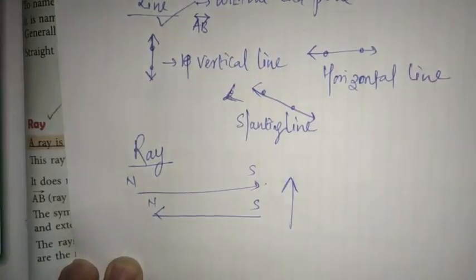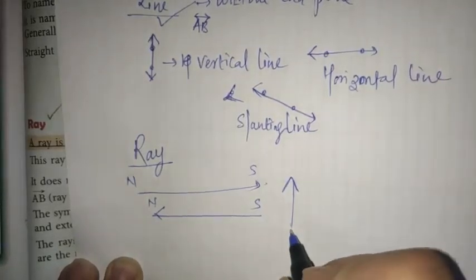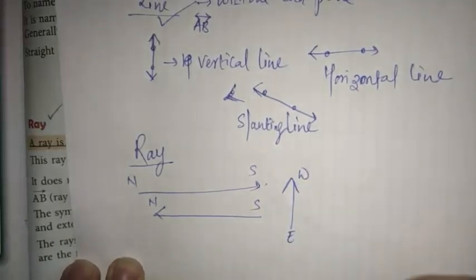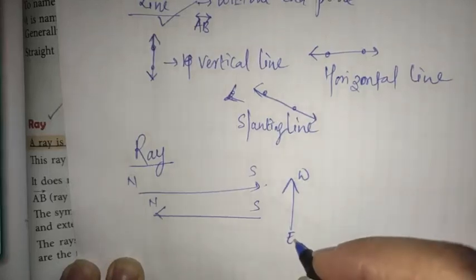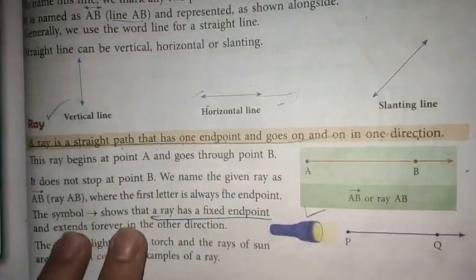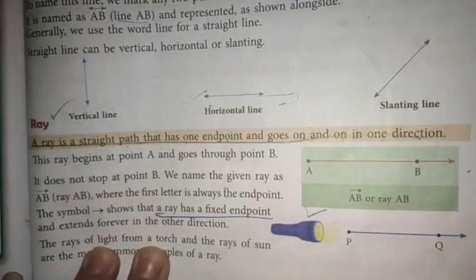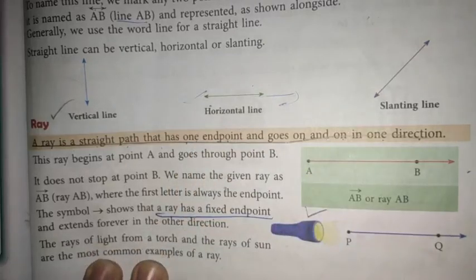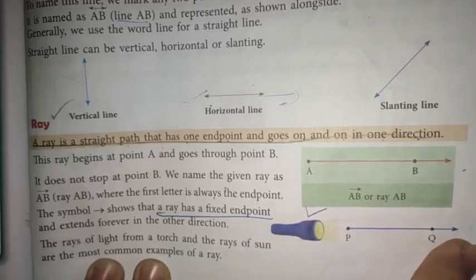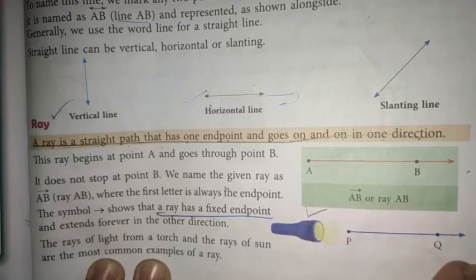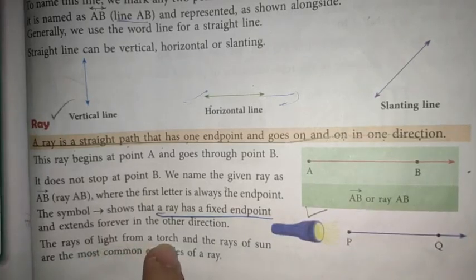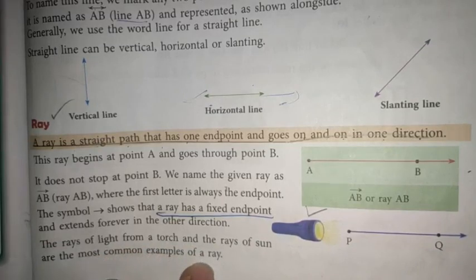If suppose it is moving in a horizontal line, and this is suppose east and this is suppose west, this is just an imaginary direction I am showing you. So this is showing that the person is moving from east to west. Okay, so the ray has a certain direction, the ray has a fixed end point. If suppose someone is showing a torchlight in such a direction, then the ray is moving from P to Q direction or A to B direction. Alright, so the ray of light from a torch and the rays of the sun are the most common examples of a ray.